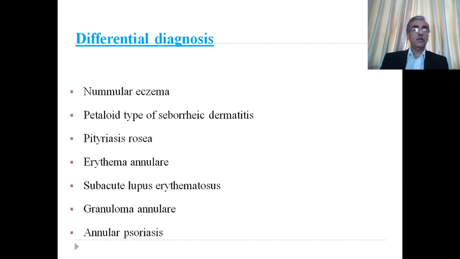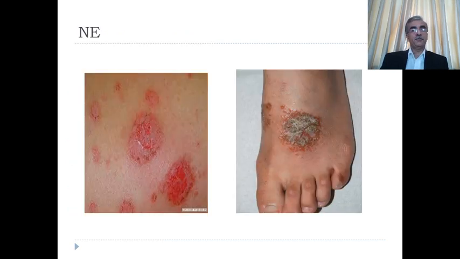These dermatoses may be nummular eczema, pityriasis type of seborrheic dermatitis, pityriasis rosea, erythema annulare, subacute lupus erythematosus, granuloma annulare, annular pustulosis, or annular psoriasis. So these are common dermatoses that we have to differentiate from Tinea corporis.